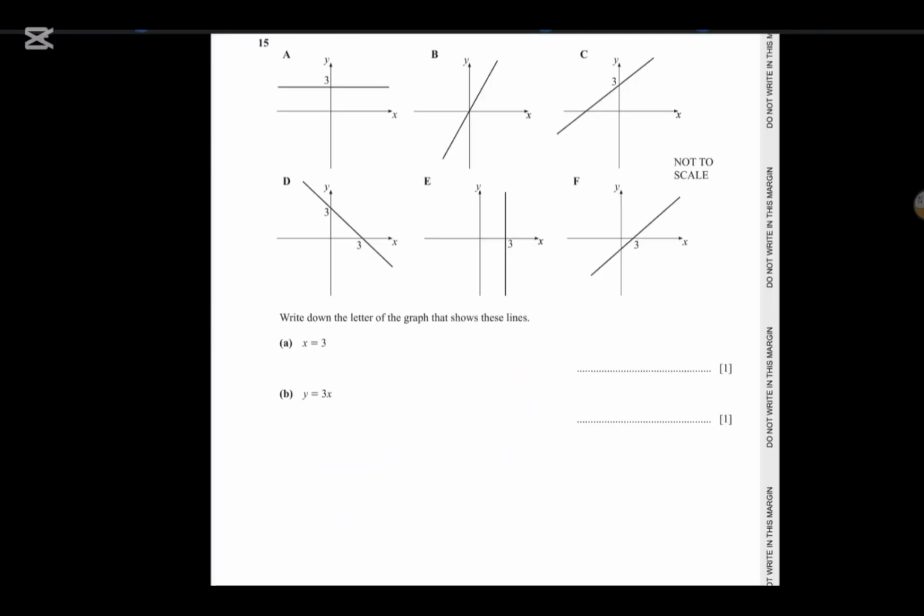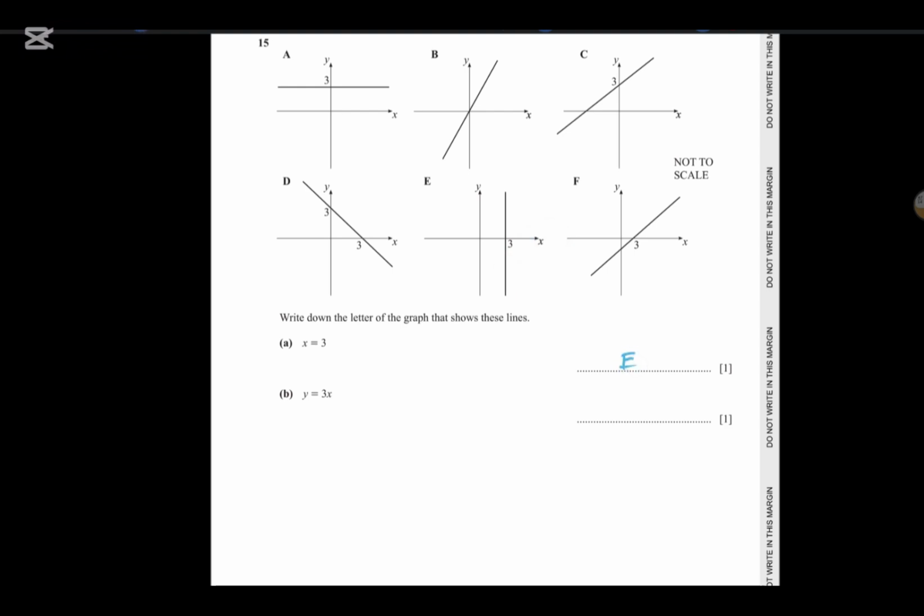Question number 15. There are graphs given A, B, C, D, E. Write down the letter of the graph that shows these lines. X is equal to 3. X is equal to 3 is a line parallel to the y axis. So this will be the answer.